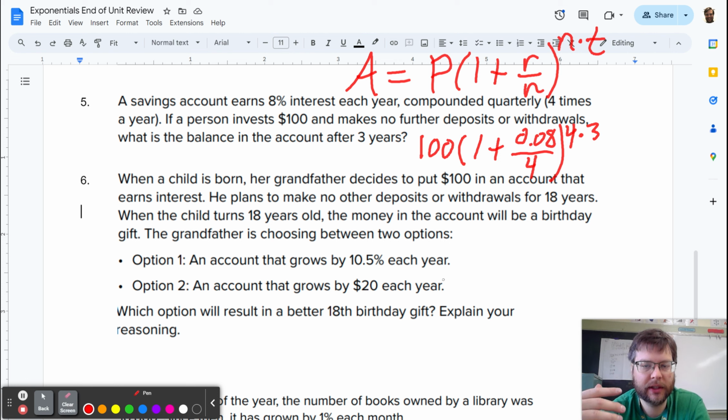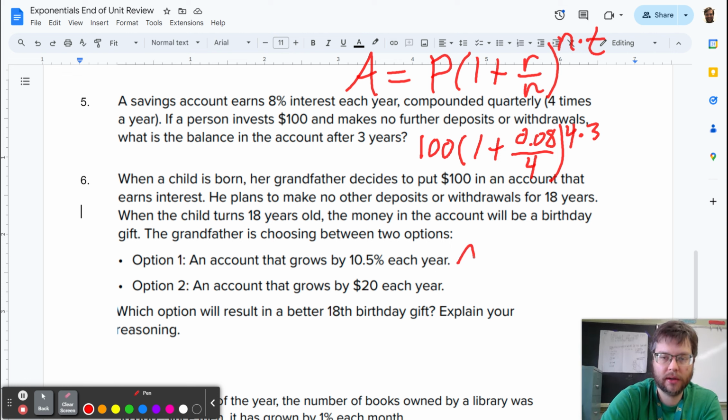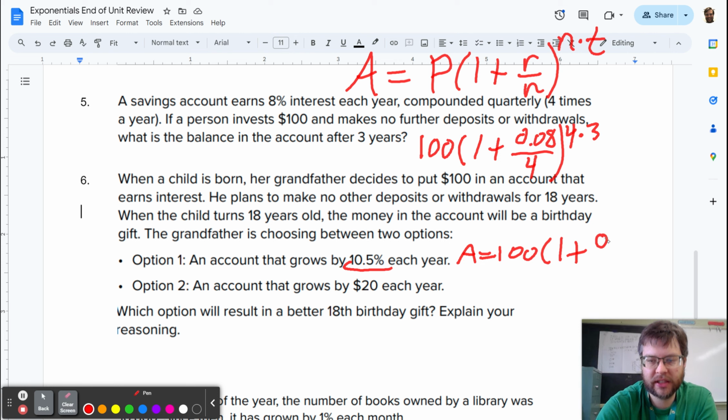Okay, number 6, kid is born, grandfather puts $100 in an account, no other deposits or withdrawals for 18 years, and then they get to choose. Okay, so both of them are $100. So option 1, really similar situation to what we just talked about. $100 grows by 10.5%. So I divide that by 100 and I get 0.105 each year. So that's just 1 compound per year. And then 18 years. That's option 1.